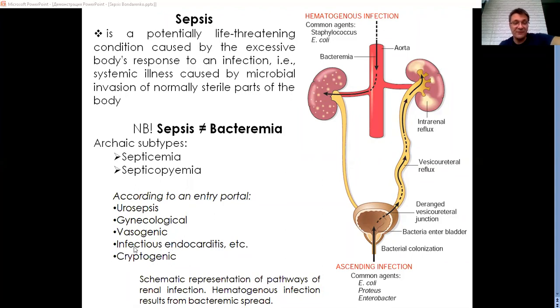But infective endocarditis, in contrast to vasogenic sepsis, is associated with its own etiology and pathogenesis. And cryptogenic sepsis is sepsis without a clear cause, without a clear or certain causative agent, so you don't even find the portal of entry of the microbes.